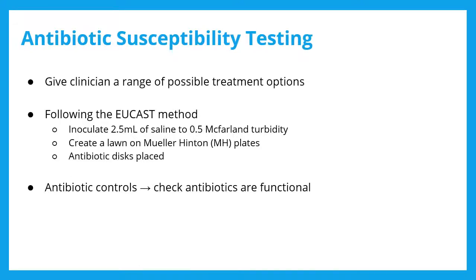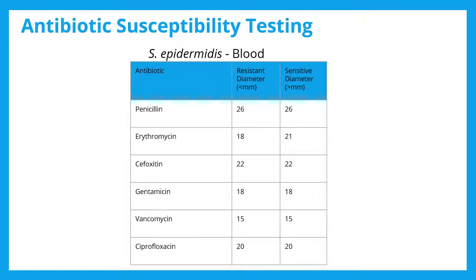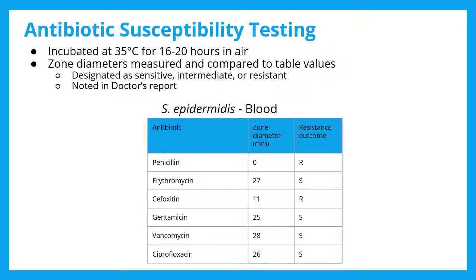This was also done with a control strain in order to check antibiotics were functional. On the now inoculated plate, antibiotic discs were placed. The various types of antibiotics used and their concentrations can be seen in the table presented. The plates were then incubated at 35 degrees for 16 to 20 hours. The zone diameter around each antibiotic disc was measured to determine if the isolate was considered sensitive, intermediate, or resistant.